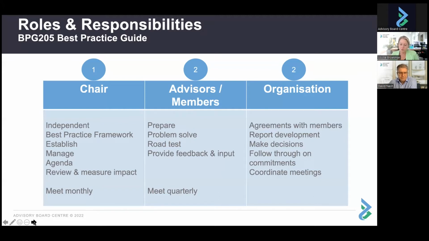The organisation will generally have 2 representatives of the organisation itself. They're responsible for the agreements with members. The agreement of an advisory board is directly between the organisation and the individual advisor. It's not through somebody else. So the organisation is responsible for collecting those agreements. Advisory board professionals will have their own proposal format, and then they'll take that to the organisation to be signed. From there, the organisation itself will do its own report development.